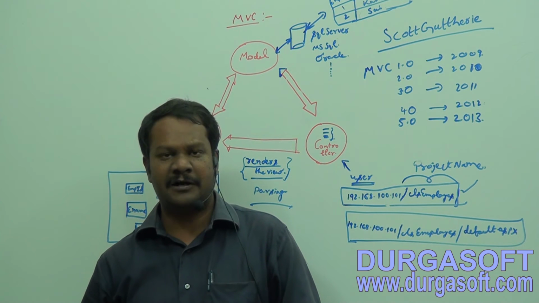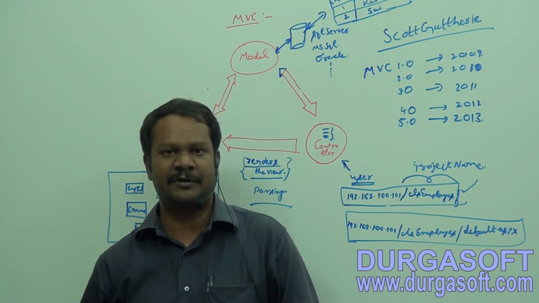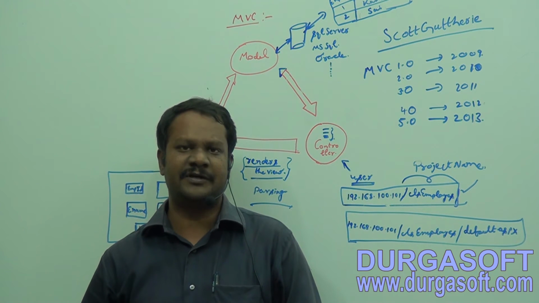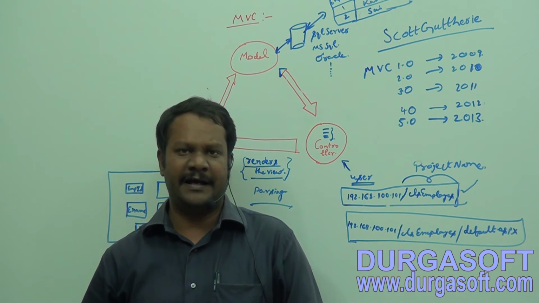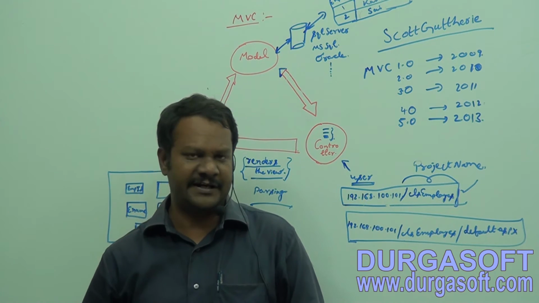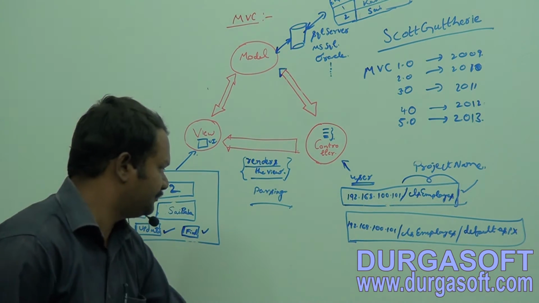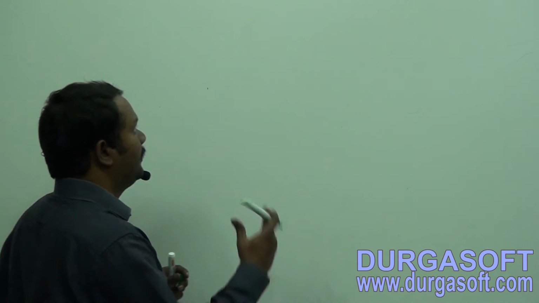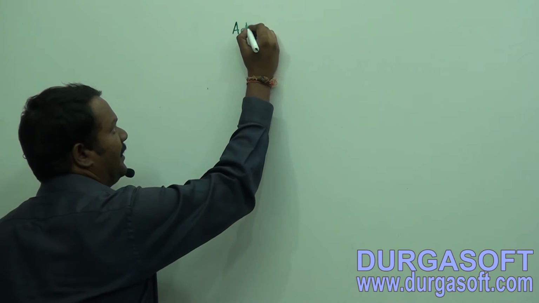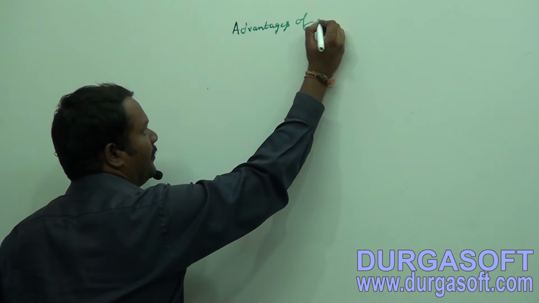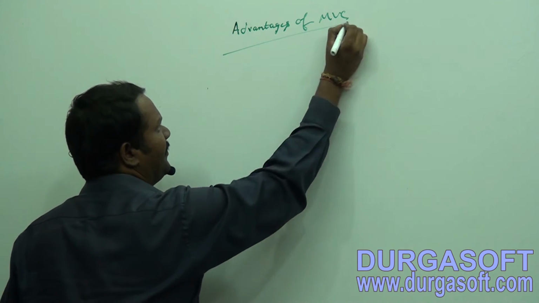What do you mean by testable? Testable means any module we develop should be easily testable. Then only it will be called a highly sophisticated application. So MVC provides you the options. These were the advantages of MVC.